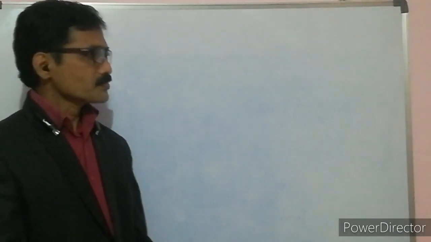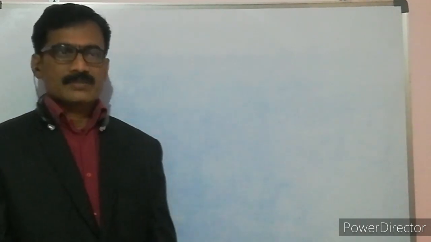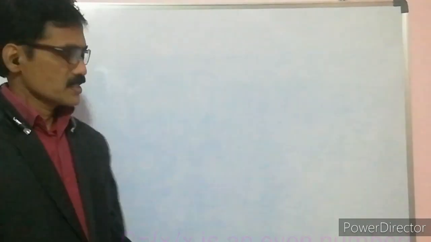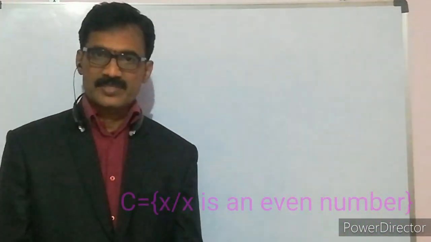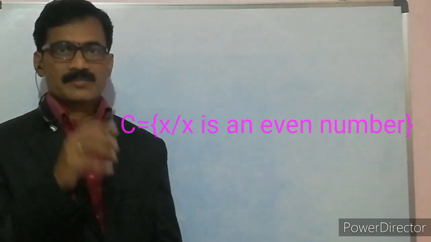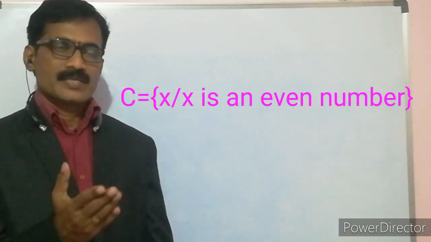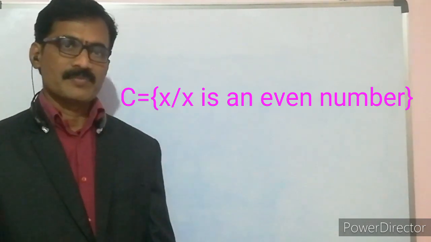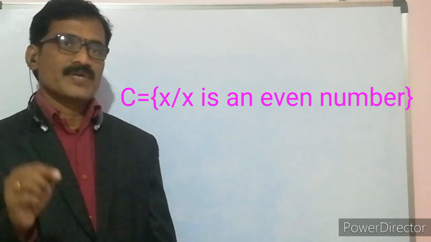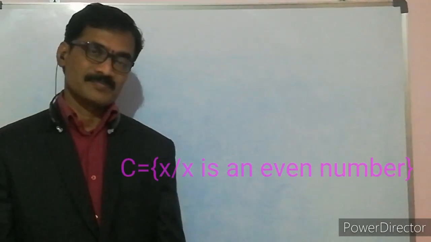For example, even numbers. If you take even numbers set, how can we write it in set builder form? For example, it is denoted by C. C is equal to set brackets open and x. You can take any variable x, y, z, whatever it may be. x such that x is an even number, and close the brackets. So this is set builder form.